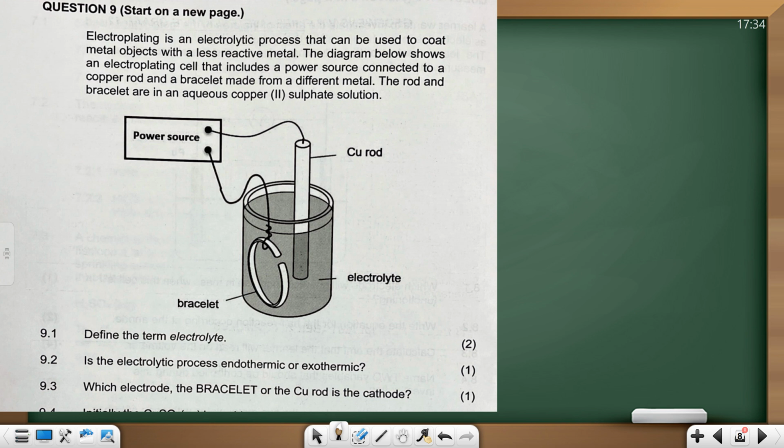All right. The diagram below shows an electroplating cell that includes a power source. What type of power source? AC or DC? DC. Why DC? To maintain polarity. Okay. Power source connected to a copper rod. Okay, let's take note. A copper rod and a bracelet made from a different metal. The rod and bracelet are in an aqueous solution.